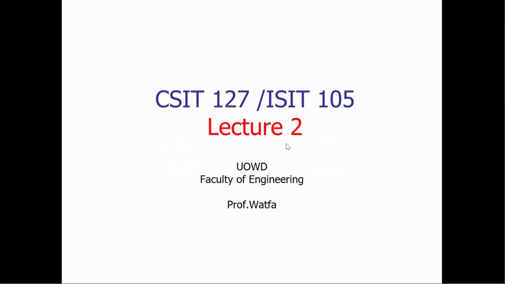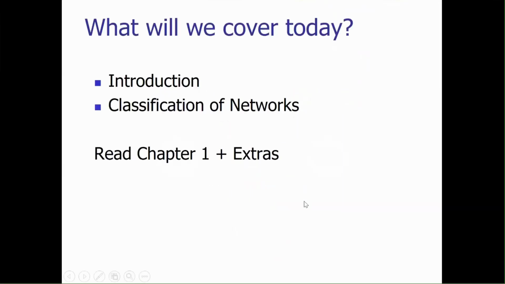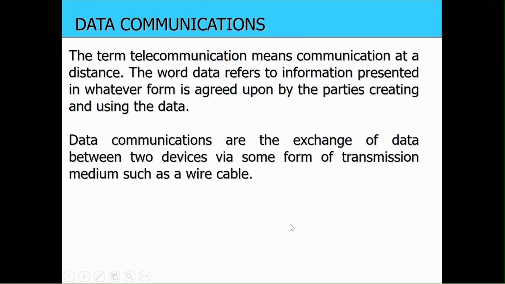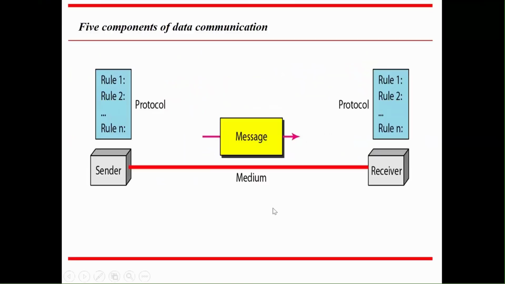Lecture 2 is all about network classification. We just want to remind you of what a data communication system is: a system that exchanges data over a distance. We said we have major components: the medium, the sender, the receiver using a specific medium, the message that's being sent, and the protocol that they agree on.